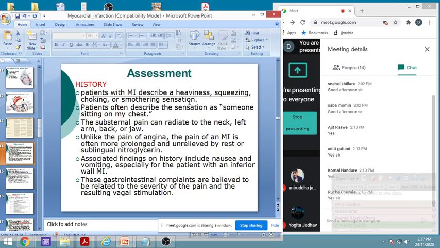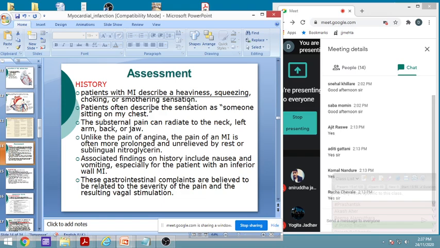The patient with MI describes a heaviness, squeezing, choking, or smothering sensation in the chest. They often describe that someone is sitting on my chest, or someone is pressing the chest heavily. Substantial pain can radiate to the neck, left arm, back and jaw. As I told you yesterday, it is similar to that of angina.